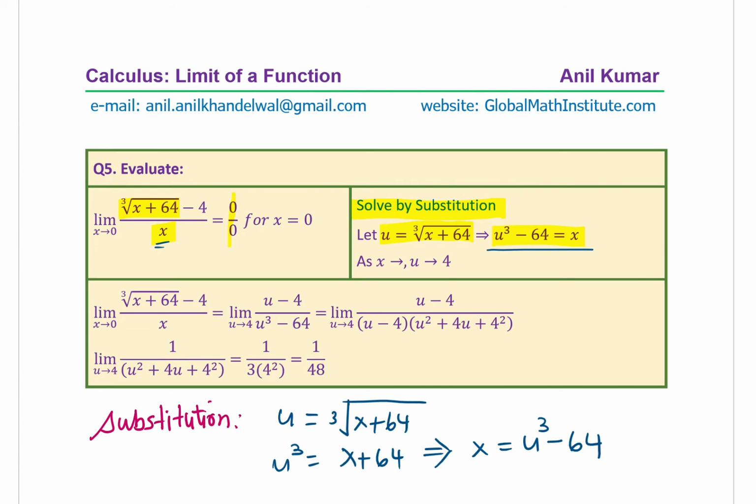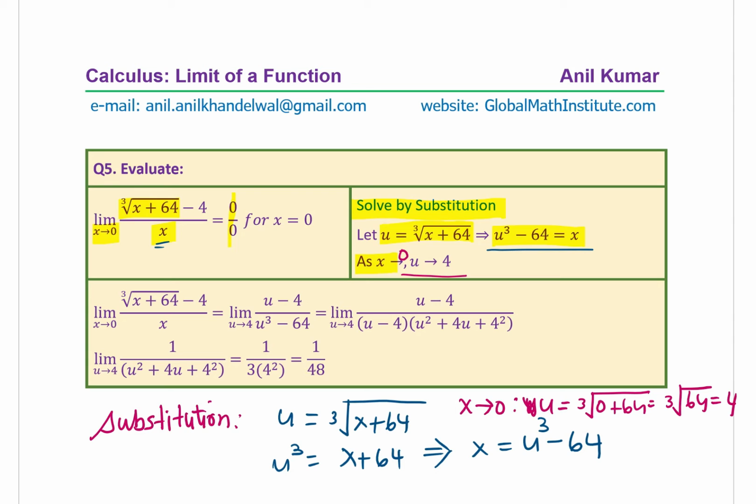Now, this is one part of substitution, right? The other part of substitution is we have to substitute the limit also. So when x is approaching 0, what happens to u? Substitute 0 here. So u in this case will be cube root of 0 plus 64, which is cube root of 64, which is equal to 4. And that is what I've mentioned here. So when x is approaching 0, u is approaching 4.